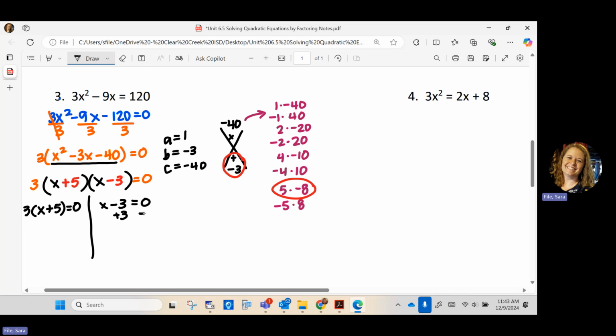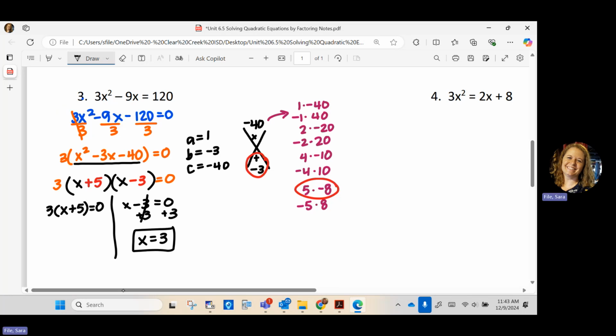So over here, I would add the 8 to both sides and get 8. And over here, I would divide that 3, which would still leave me with 0. And then I would subtract the 5, which would give me -5. So those are my two solutions. Remember, these are representing x-intercepts of the graph when you were to graph the quadratic.